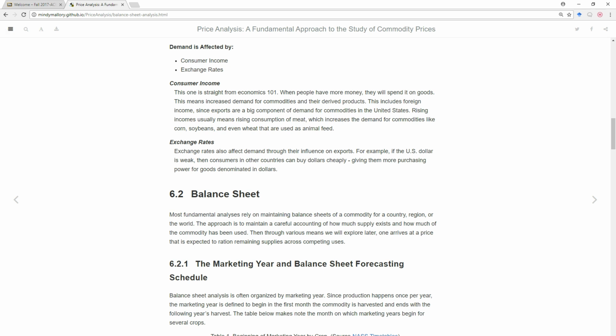commodity demand as well. Similarly, you might not think about exchange rates being important, but exchange rates are definitely important in commodity prices. So we've mentioned this in class, but if the dollar is weak, then that means that consumers in other countries have more purchasing power, so they can afford to buy more dollars, which means they can afford to buy more goods denominated in dollars, like U.S. soybeans or U.S. corn, U.S. wheat, U.S. beef, U.S. dairy, etc.